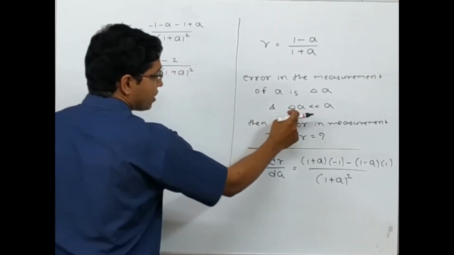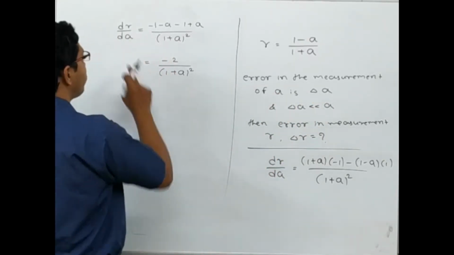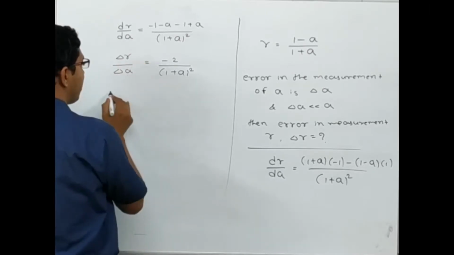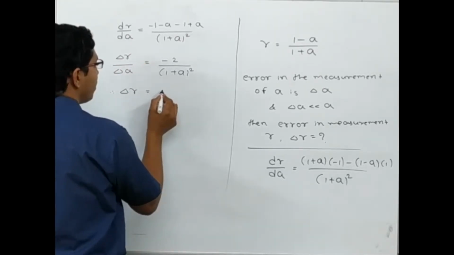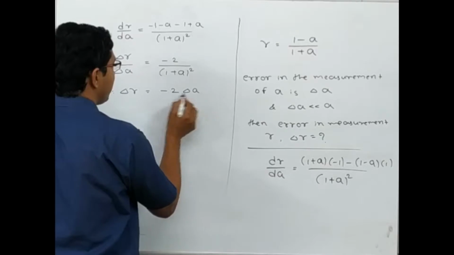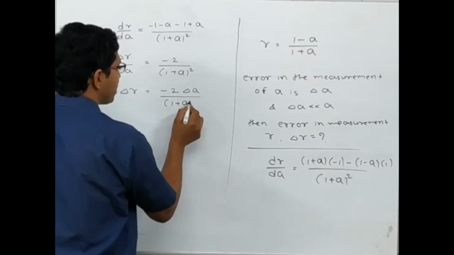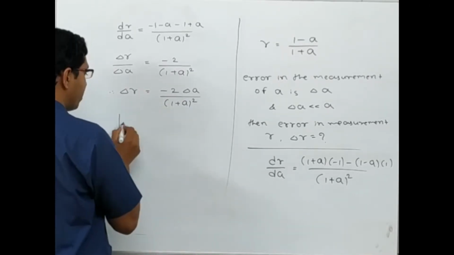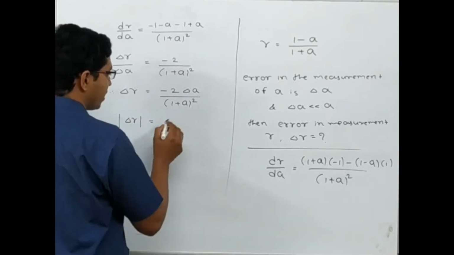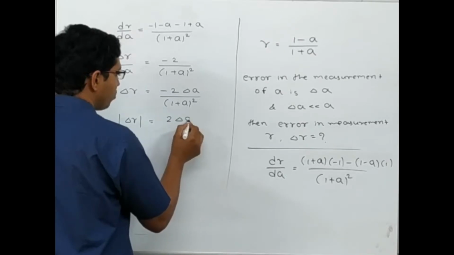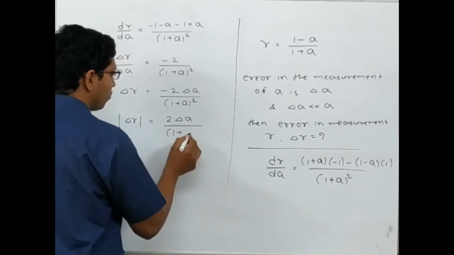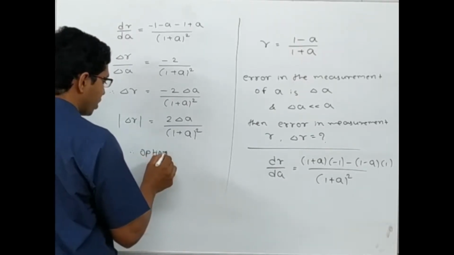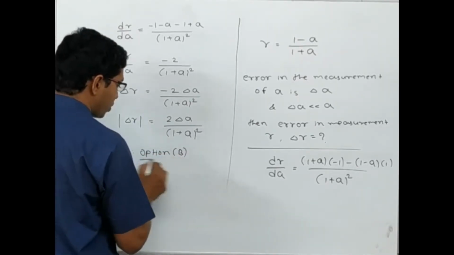As I know that this delta is very small as compared to A, I can write here this as delta A and this as delta R. Therefore delta R is minus 2 times delta A divided by 1 plus A whole square. Now we are going to get the positive error, so I'll just simply take a mod of it, and due to that the answer will be 2 times delta A upon 1 plus A whole square. Therefore the option for this question which is correct is option B.